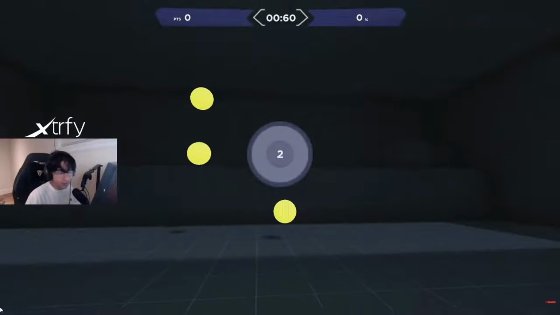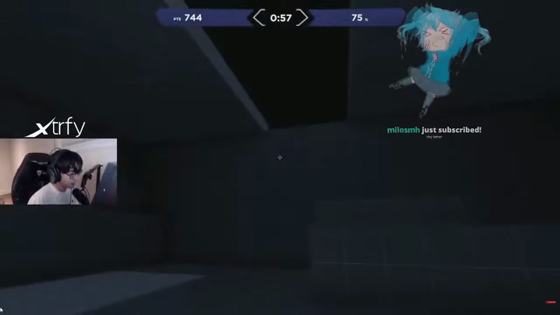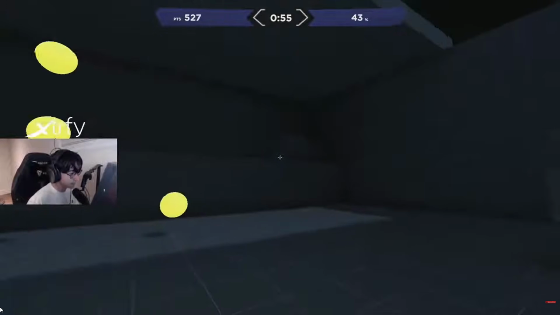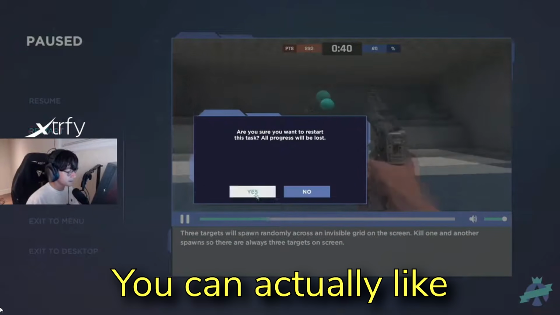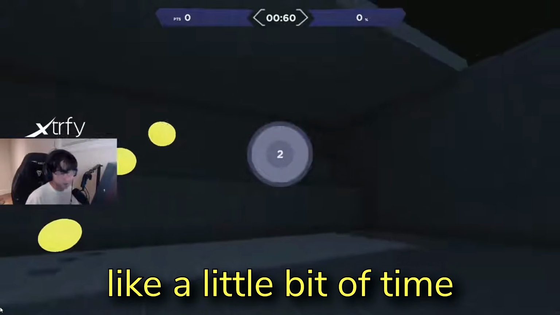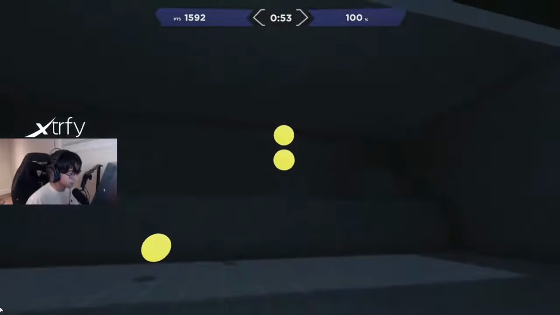Trying to react sometimes, like when doing flicks like these, instantly not doing anything, just flicking that way. You can actually take a little bit of time to do a second micro adjust. So I'm trying to off flick.